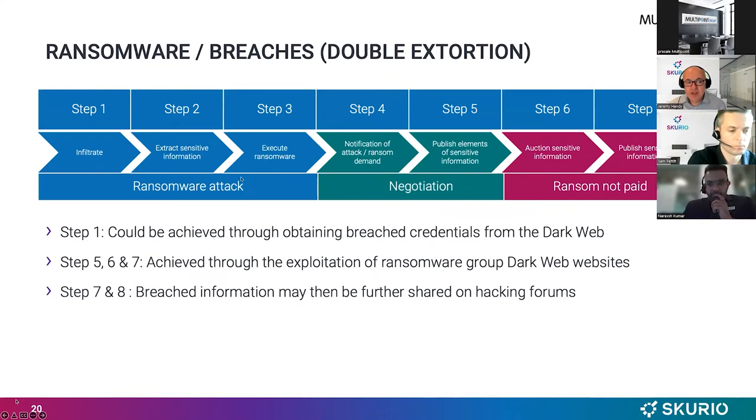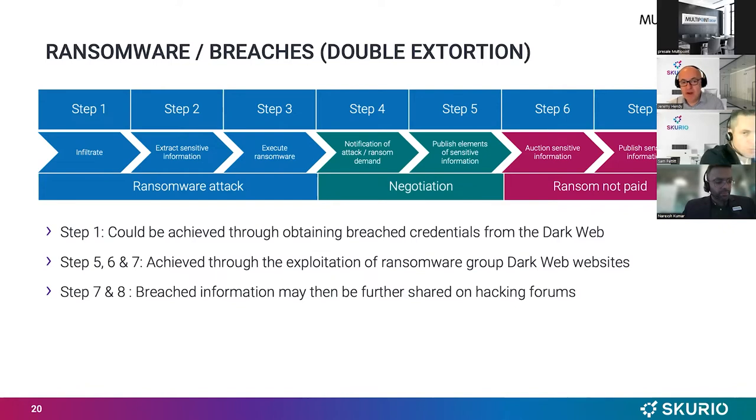So the stages they go through start with infiltrating your network. One of the things we can prevent with the SKURIO platform is to discover all of those compromised credentials that may be used by your staff, which might be a way of getting into your network in the first place to extract that information and detonate the ransomware. But then, in the stages where the bad actors start to publish and leak your data to force you to negotiate with them, we can generate real-time alerts by monitoring those websites and detecting any mentions of your name. And of course, if you don't pay the ransom, the breached information can get shared on those ransomware sites, and then further shared on hacking forums.